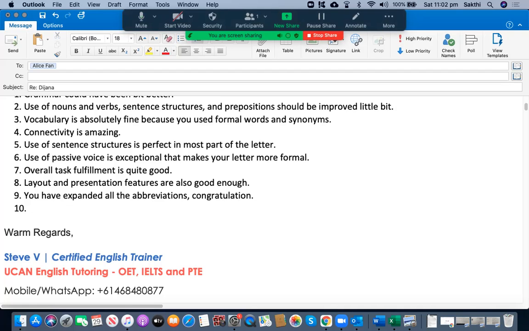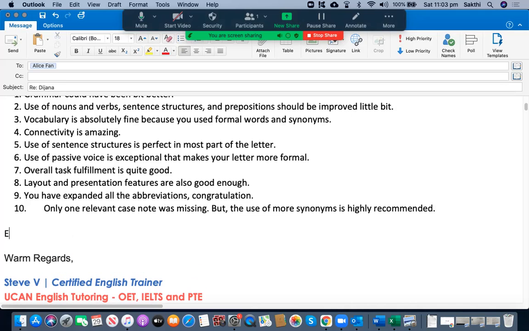Okay. So only one relevant case note was missing. But the use of more synonyms is highly recommended. Okay, let's go through the expected score.